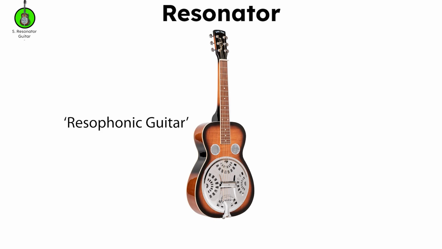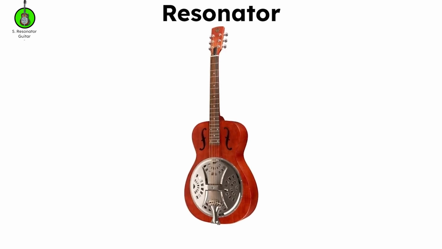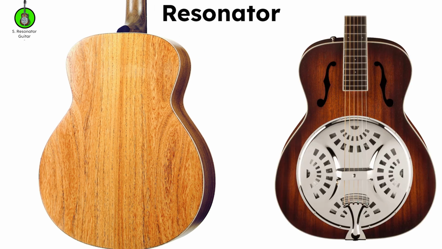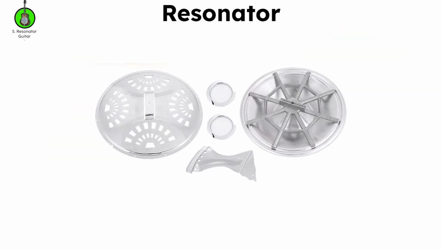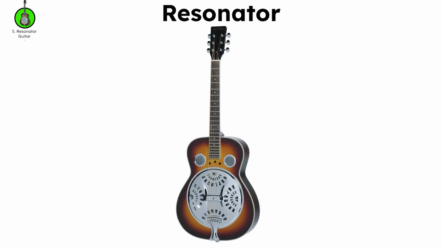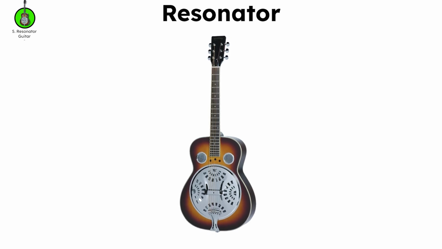Resonator guitar, also known as a resophonic guitar, or colloquially referred to as a dobro, is an acoustic guitar with a unique twist. Instead of relying solely on the guitar's wooden soundboard to produce sound, a resonator guitar employs spun metal cones, resonators placed under the strings near the bridge. These metal cones amplify string vibrations, resulting in a distinctive and louder tone.